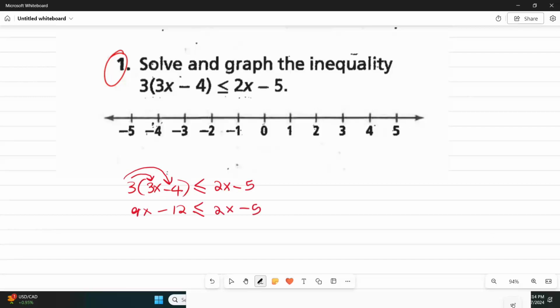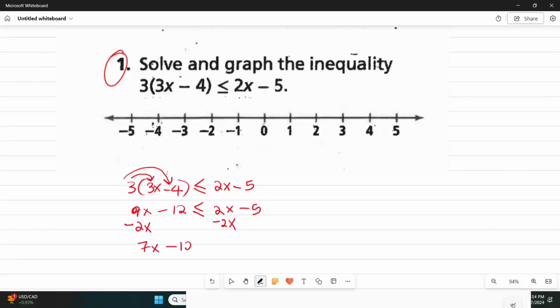All right, we're trying to solve. So what we want to do is collect our x's on one side of the equation. I'm going to subtract 2x, and the reason I'm subtracting 2x is because it's a positive 2x on the right. I'm subtracting that and balancing the equation by subtracting 2x from the left. Now 9x minus 2x will give me 7x here.